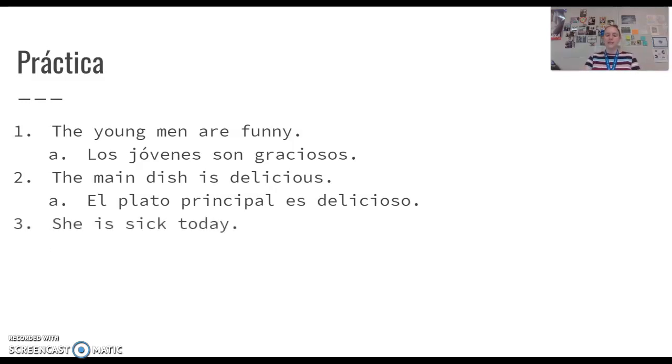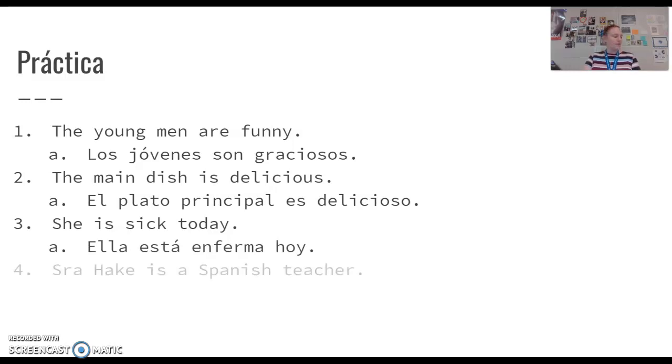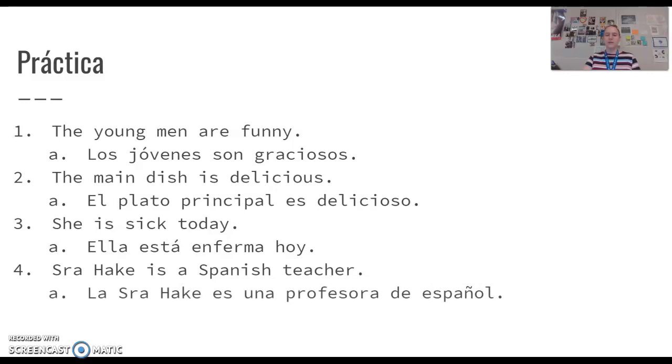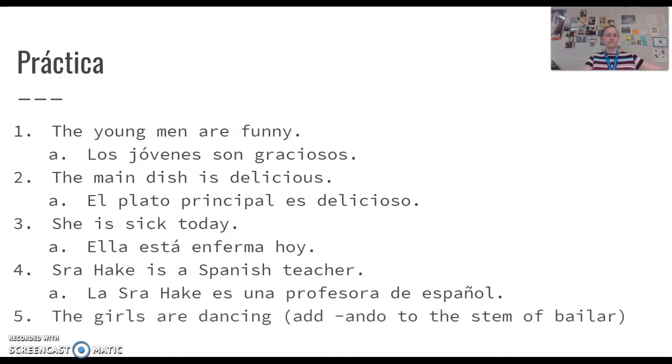She is sick today. That's a condition. Ella está enferma hoy. Mrs. Hake is a Spanish teacher. Señora Hake es una maestra, una profesora de español. That is my occupation. If you are talking about someone and you are using their title, it is appropriate to use the definite article in front of their title. So like the doctor, el doctor. So if I wanted to talk about Dr. Hoffman, I would call her la doctora Hoffman.